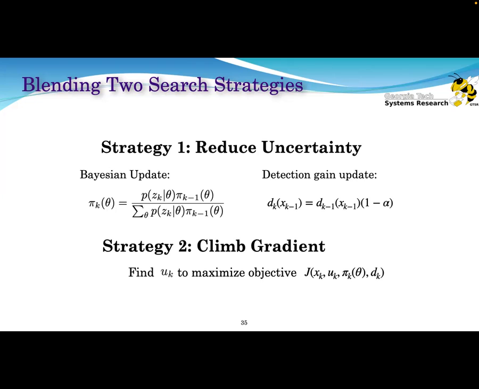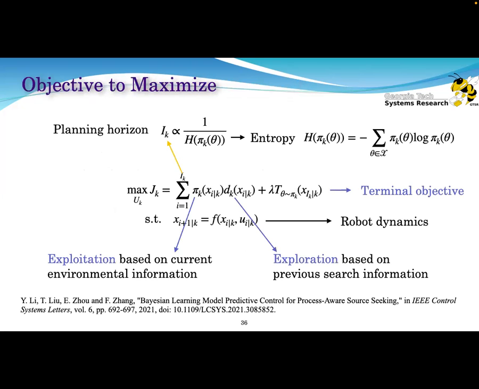This framework blends the two strategies we just saw together seamlessly. The first strategy is to perform a Bayesian update. The second strategy is to climb the gradient. How can we solve this problem? We can solve it by following a finite window receding horizon planning approach, or model predictive control approach. The idea is we set the planning horizon to be inversely proportional to the entropy of the target localization. The entropy corresponds to how uncertain the target is. If pi is very uncertain, then I put the planning horizon closer. But if I'm pretty certain where the target is, I can put my planning horizon much longer.